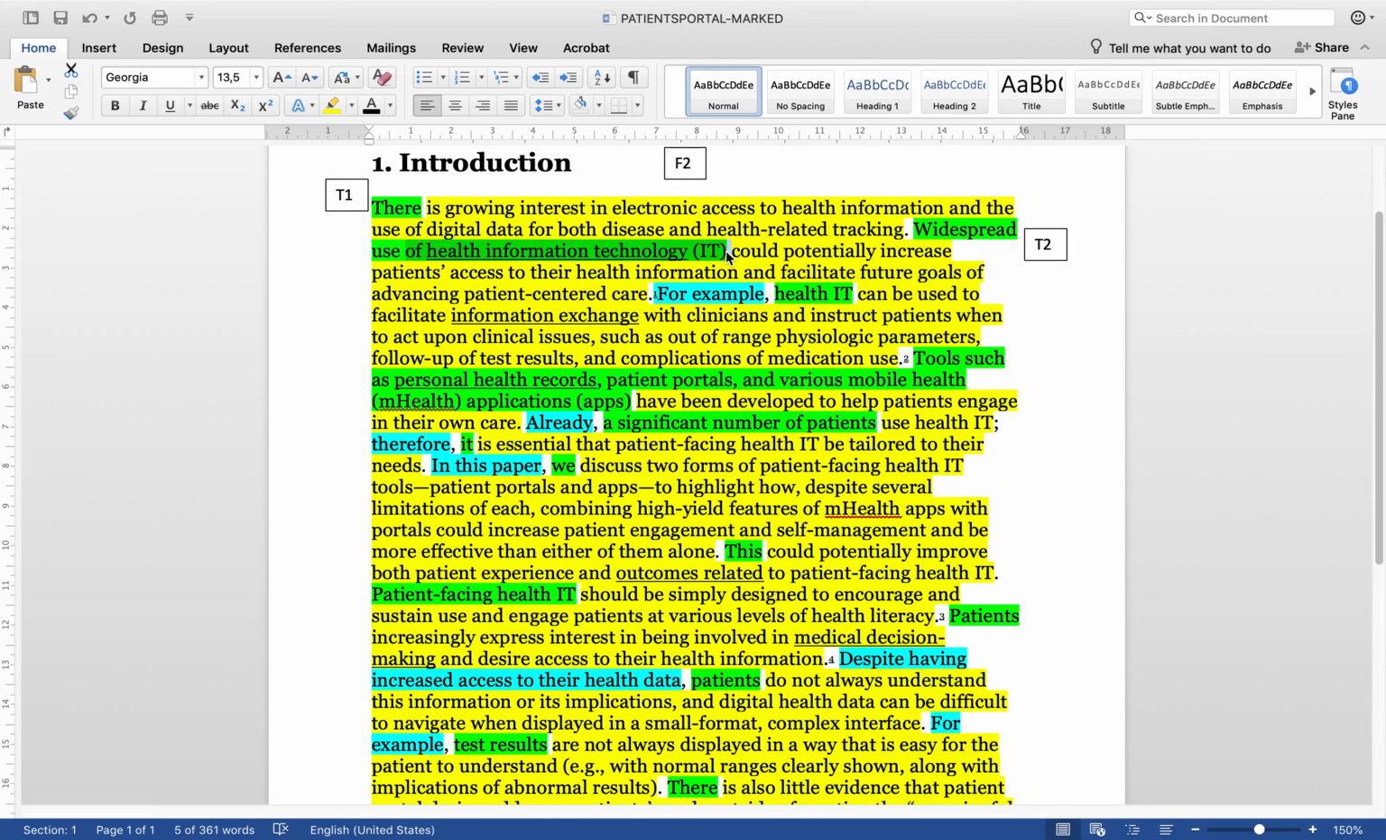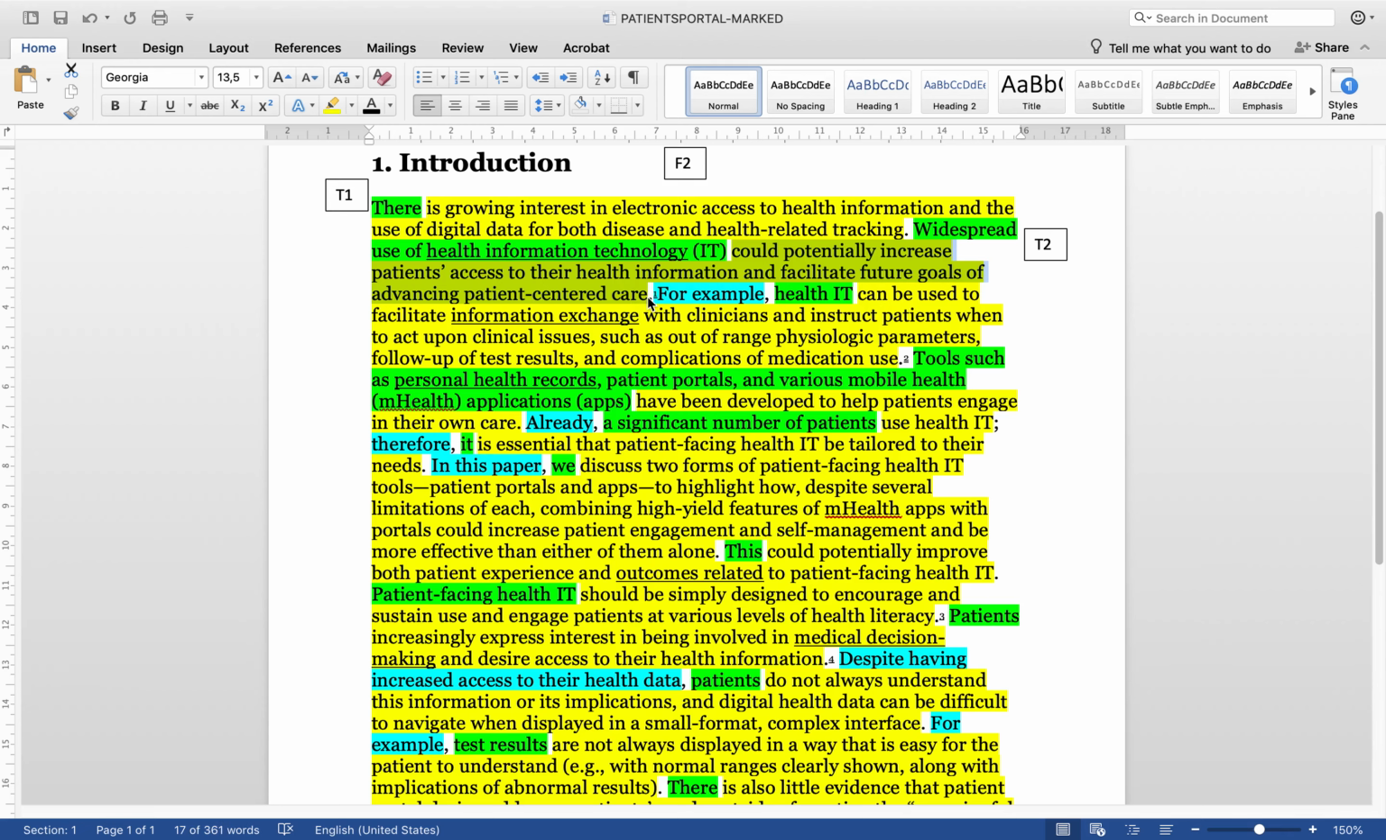You could also say, no, this is still a little bit different, but it is kind of related so people can follow it. Let's call it topic number 3. I don't much care at this point. That would be splitting hairs for now. Just as long as you understand, you cannot suddenly start talking about health information technology if you don't know where it comes from. Okay, so widespread use of health information technology could potentially increase patients' access to their health information and facilitate future goals of advancing patient-centered care.